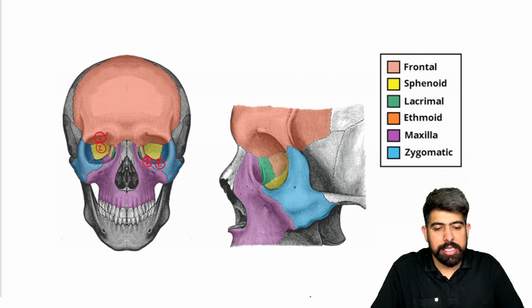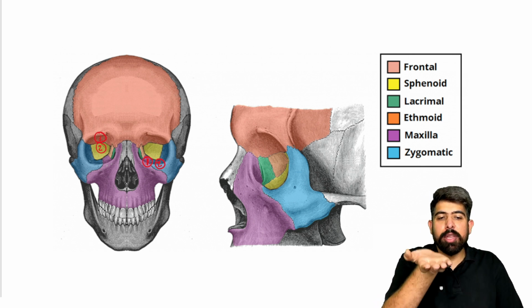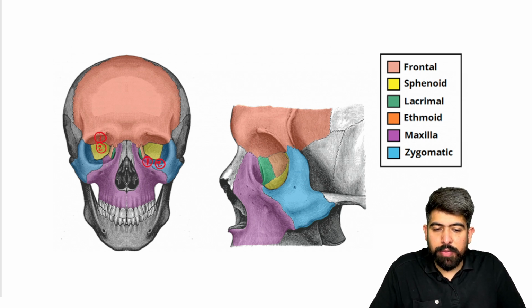How is it participating? It will be participating as the floor. It is participating from your inferior side. So the third and last bone is the palatine bone.